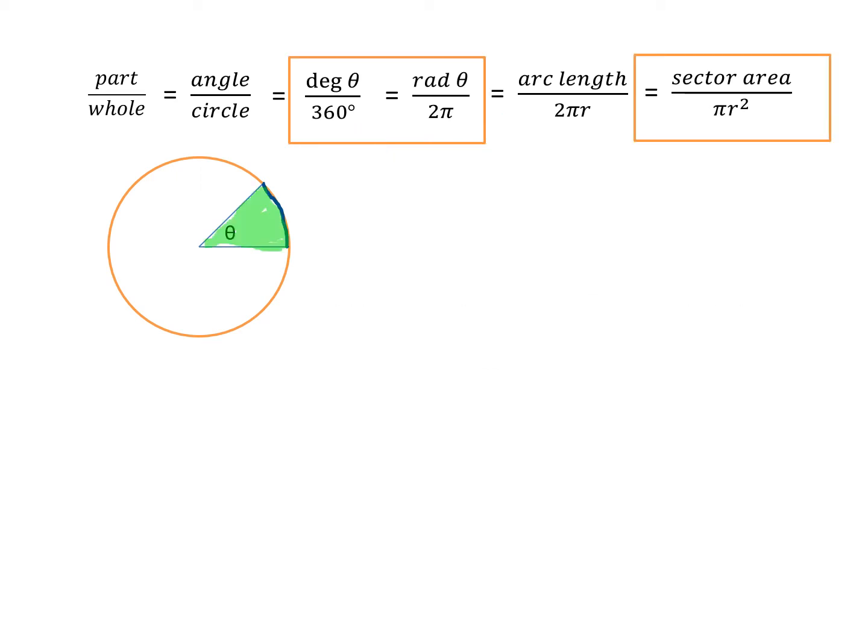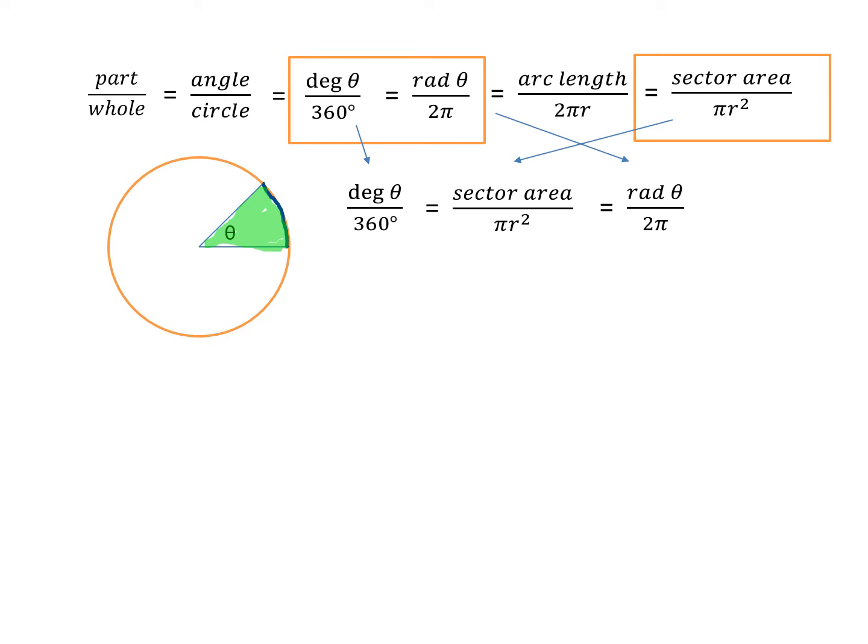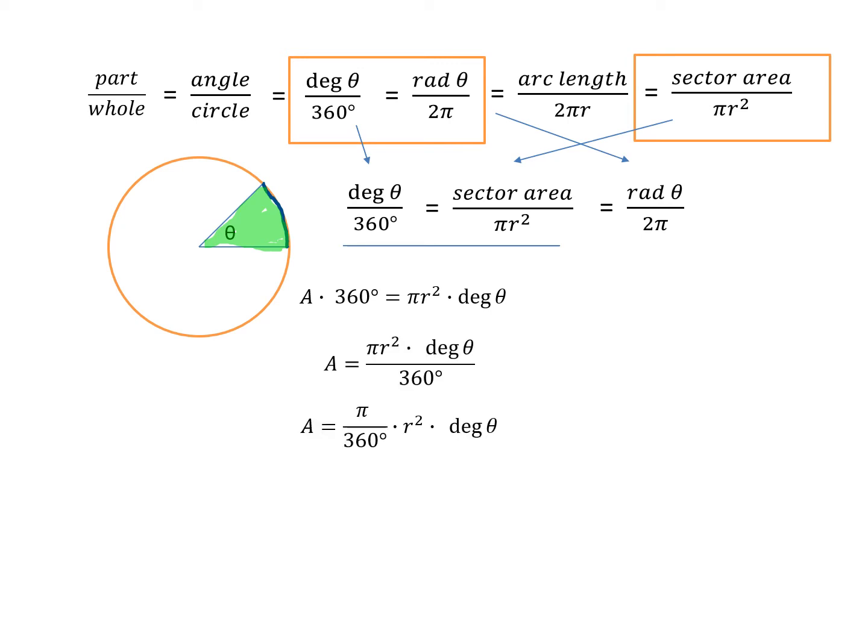Next, let's play with the area. I've rearranged 3 of the expressions. Take the left 2, cross multiply. The area times 360 is going to be equal to pi r squared times the degree measure of theta. Divide by 360 and simplify. The area of the sector is going to be pi divided by 360 times r squared times the degree measure of the angle.